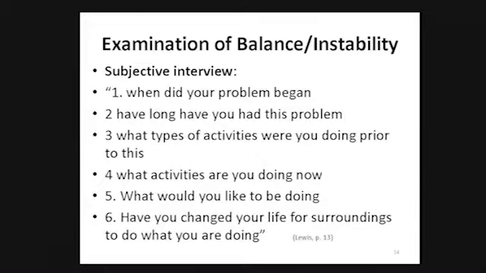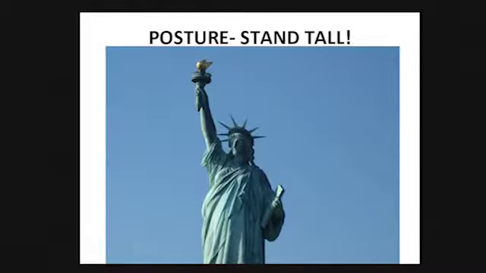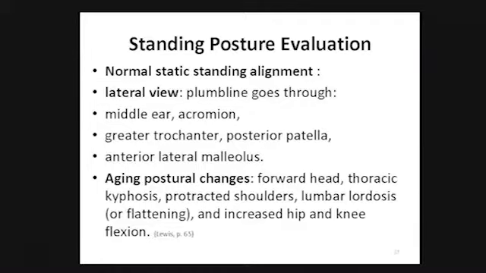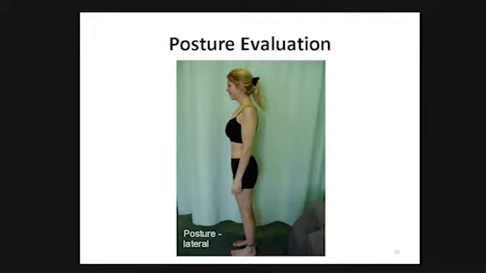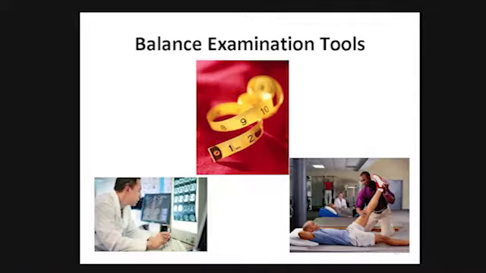Look at their posture. Are they swaying or not? How many people are not standing tall, right? So look at them from the front, the side, and the back. What's typical? Postural changes, the forward head, the kyphosis, the hip and knee flexion, the excess anterior pelvic tilt. What can we do to help that posture?